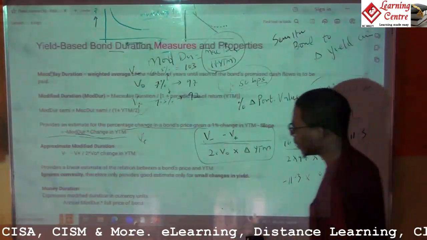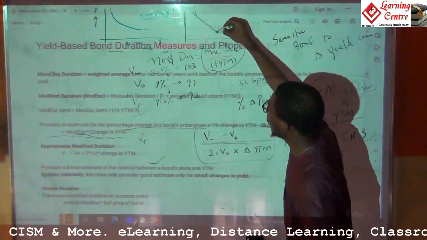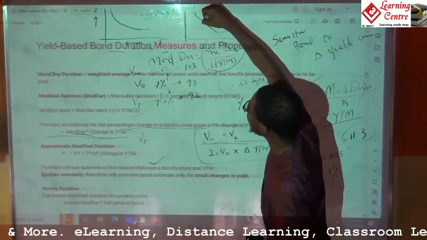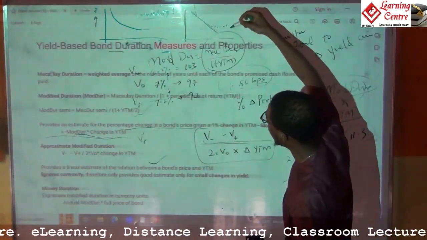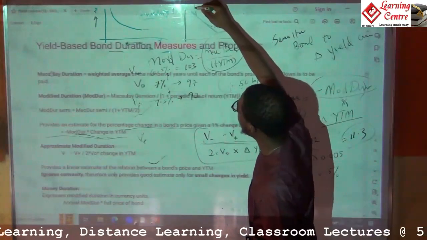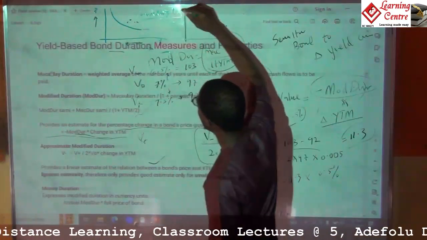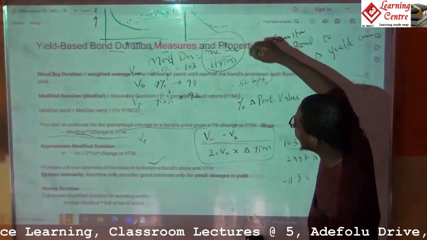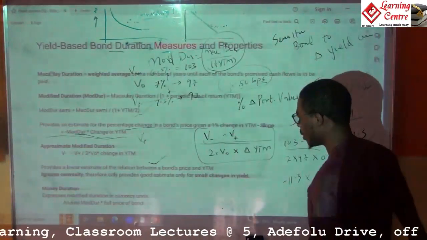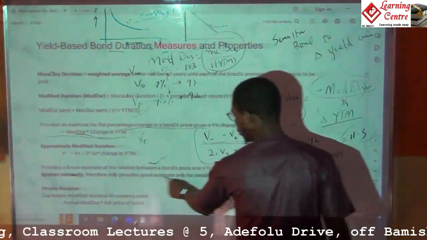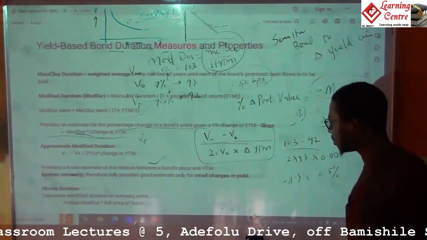So this point here is telling me what I said earlier: if I'm using modified duration, I'm ignoring the convexity attribute of bonds. I want to first take care of linearity. So it ignores convexity and assumes a linear relationship.